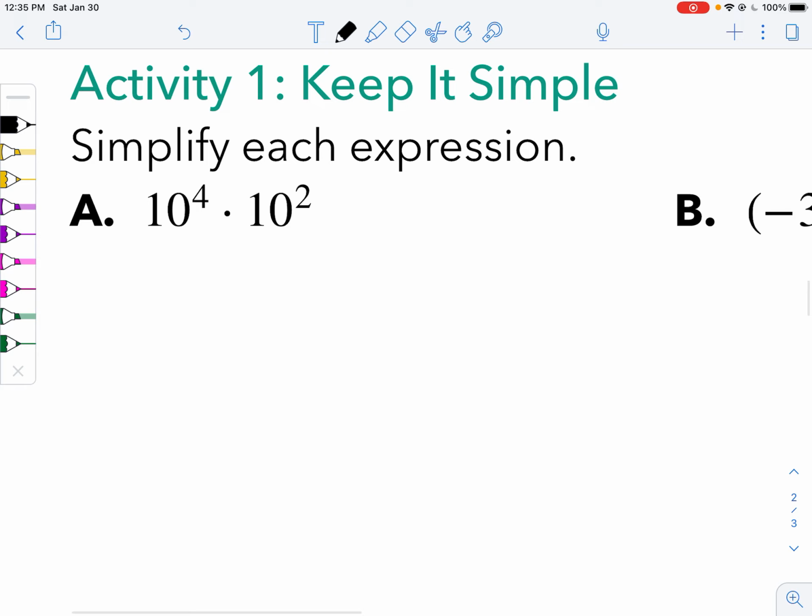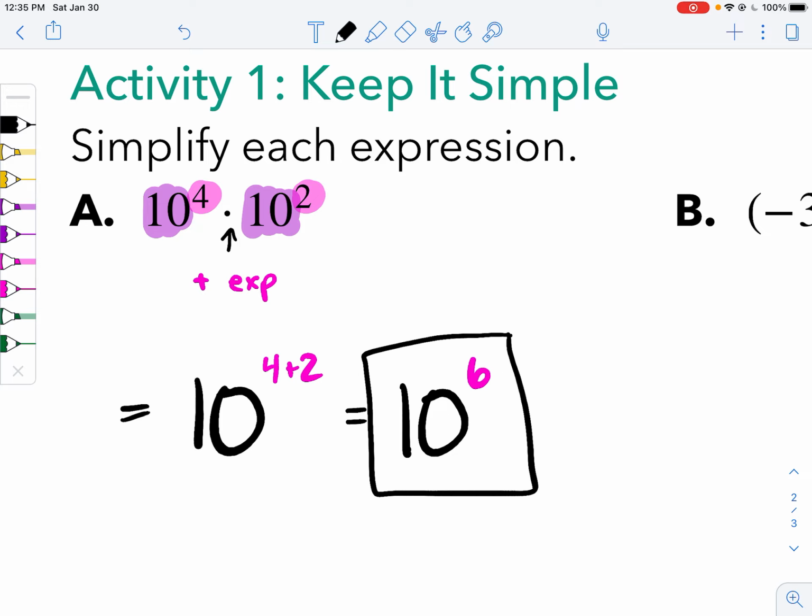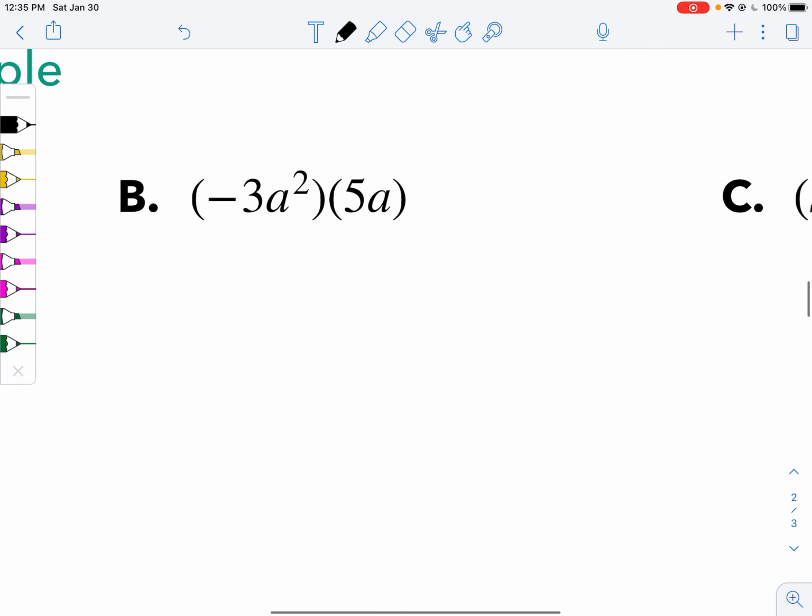Okay. So here we go. 10 to the 4th times 10 squared. Well, look, we have the same base. It's both 10 to something, and we have a multiplication. So remember, multiply means you add the exponents, our exponents here, 4 and 2. So that's equal to 10 to the 4 plus 2 power. Anyway, 4 plus 2 is 6. So we get 10 to the 6th power.